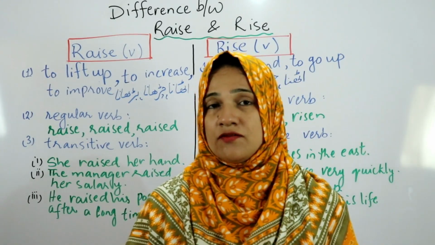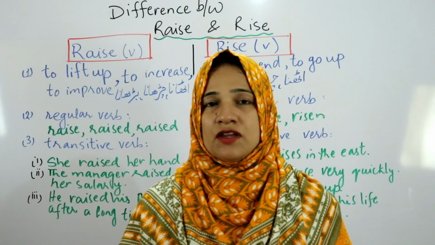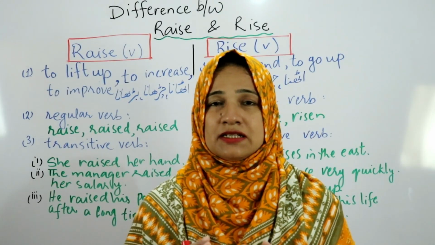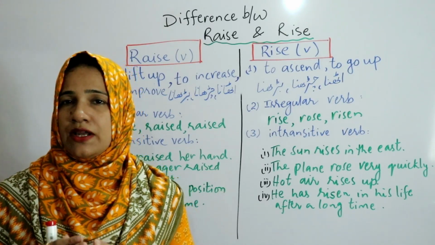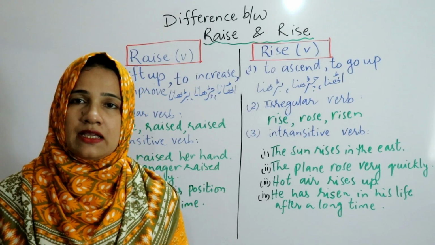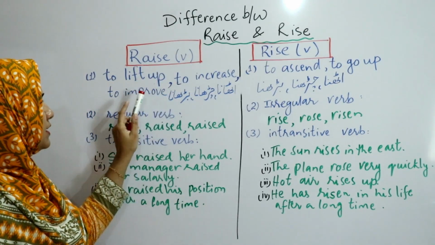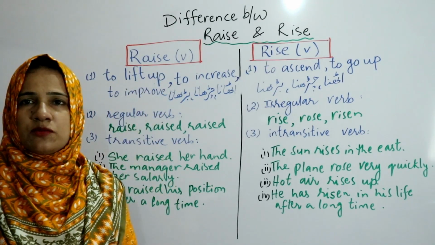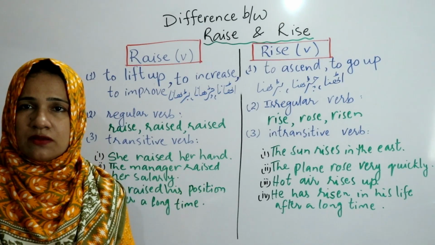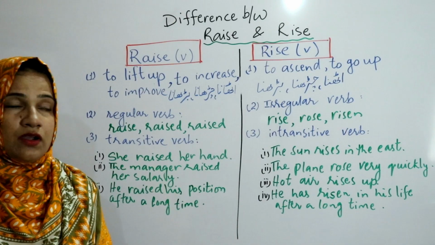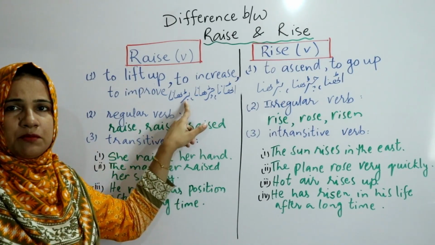Behind me on the board I have drawn two columns. One is for raise and the other one is for rise. We are going to discuss the uses of raise and rise as verb. Well, the first difference between raise and rise is that of meanings. Raise as verb means to lift up or to increase or to improve. To lift up to a higher level, to increase the amount of something or to improve. Okay, and in Urdu it will be उठाना, चढ़ाना या बढ़ाना.